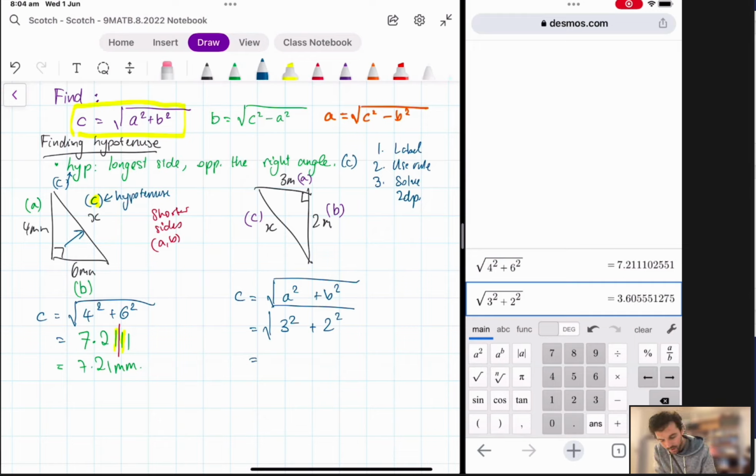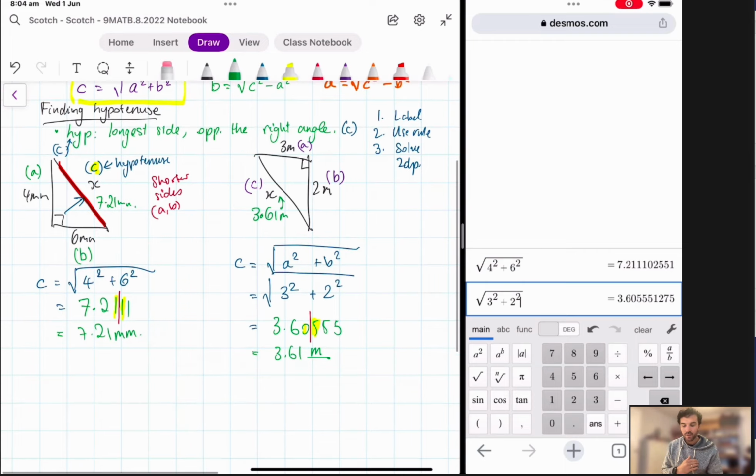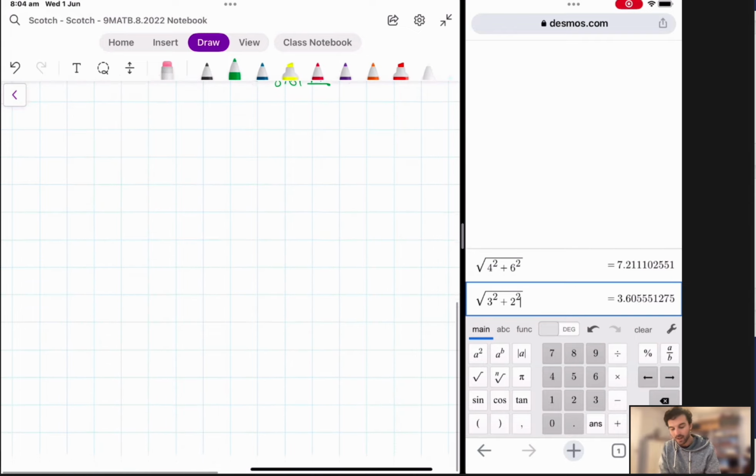And we get 3.60555. Put a line here. We can see that this 5 is going to round up this 0 here to a 1. So our final answer, 3.61. What's our units? Meters. So now we've found out that the hypotenuse length is 3.61 meters. Okay, and much the same over here, we found that the length is 7.21 millimeters. And that's what Pythagoras does. Now in the next part of this, we're going to look at situations where you're going to find the shorter sides.